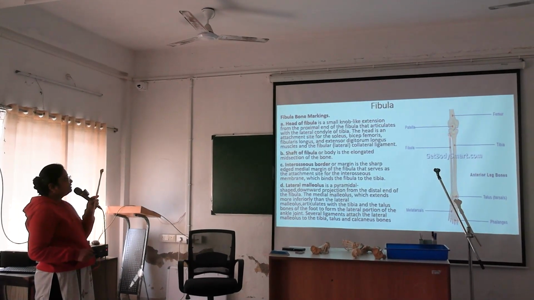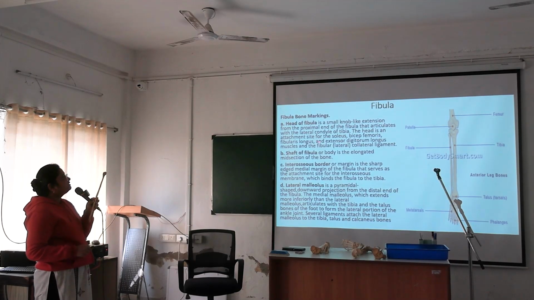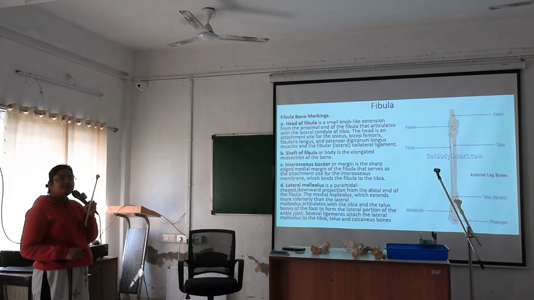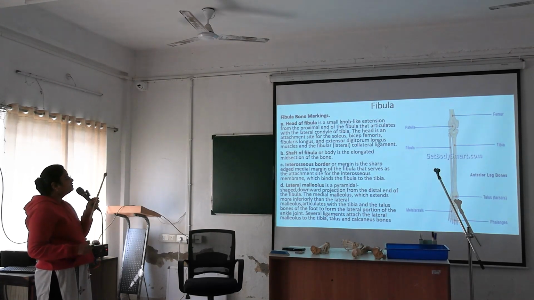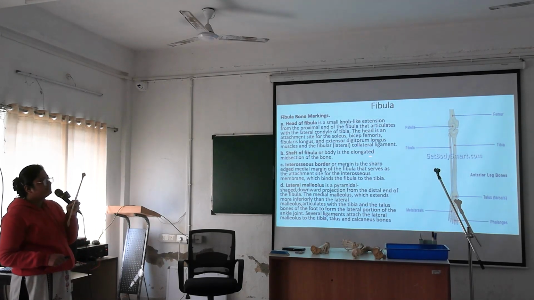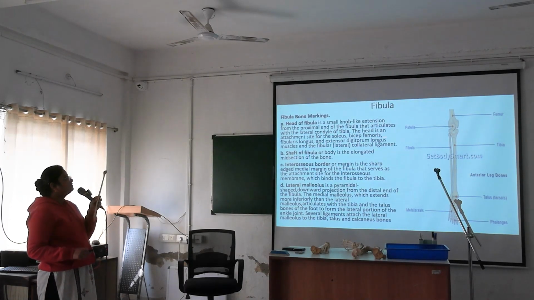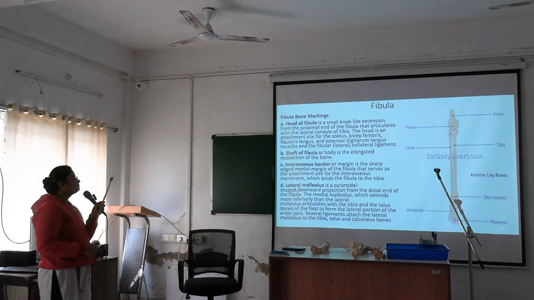Head of fibula, here is the head. It is a small knob-like extension from the proximal end of fibula, and that articulates with the lateral condyle of the tibia. Head is an attachment site for the soleus, biceps femoris, fibularis longus, that is peroneus longus, and extensor digitorum longus muscles, and the fibular or lateral collateral ligament. So all these structures are attached over the head of the fibula.